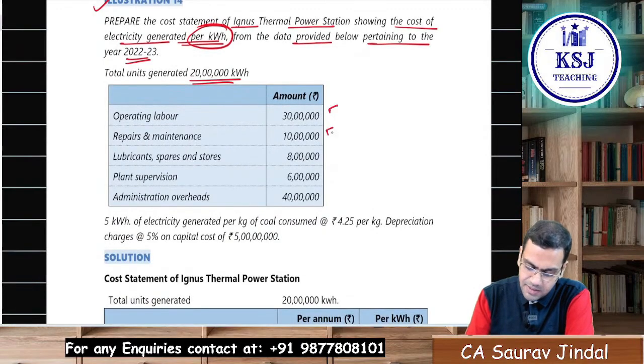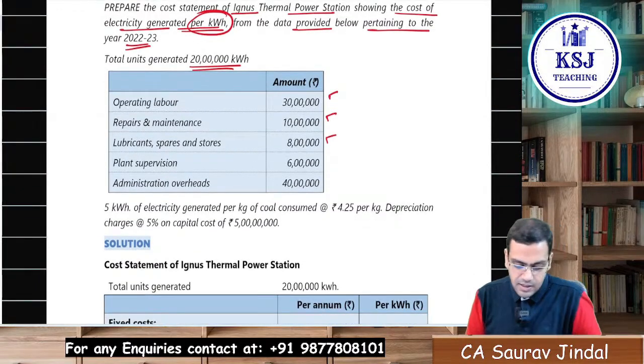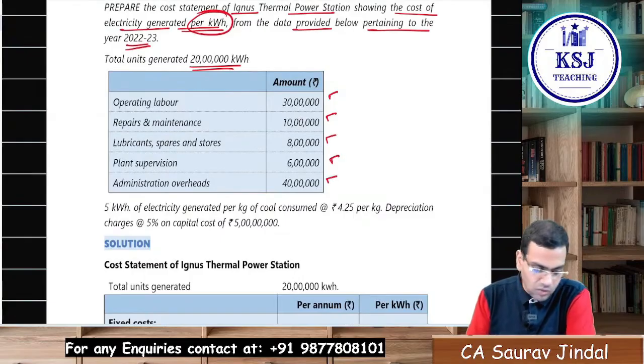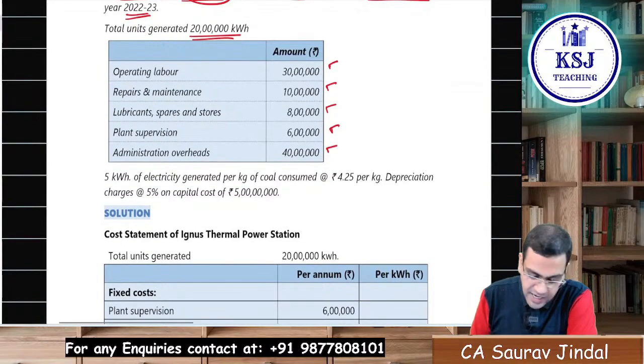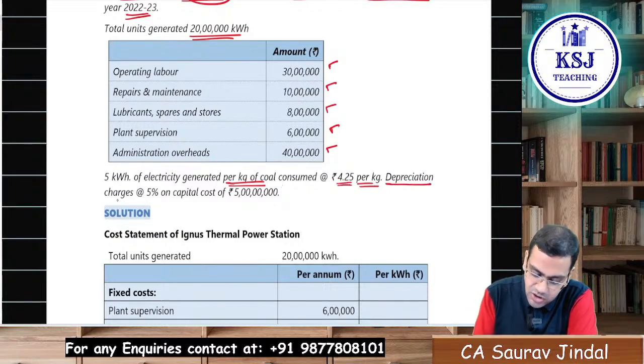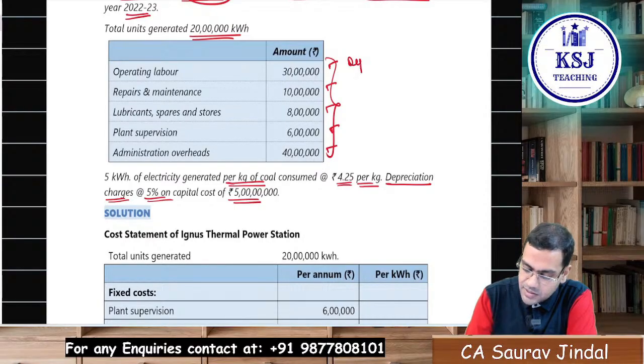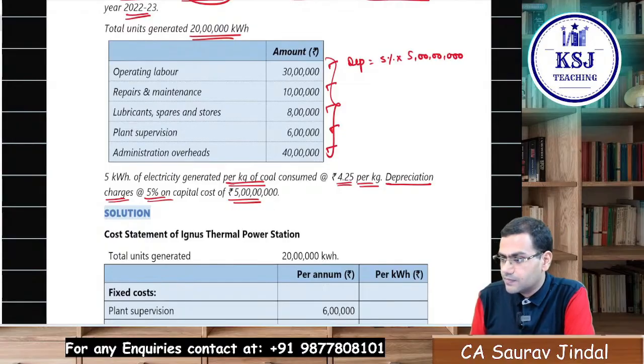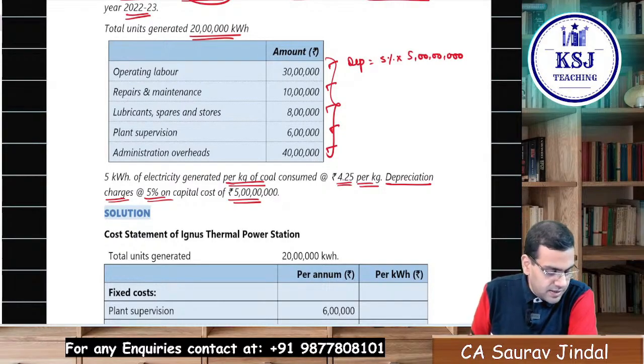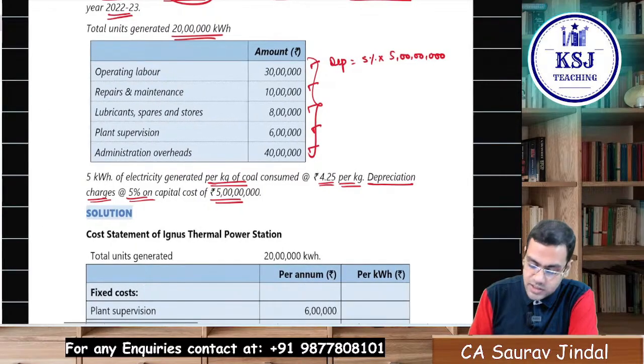Operating labor is there, repairs and maintenance, lubricants is there, then plant supervision is there, administrative overheads are there, right? Then we have 5 kilowatt hours of electricity generated per kg of coal, consumed 4.25 per kg. The depreciation charges 5% on the capital asset. So in addition to all this, depreciation will be there, that is 5% of 5 crores, right? That you will take, sir. Then coal charges will be there.